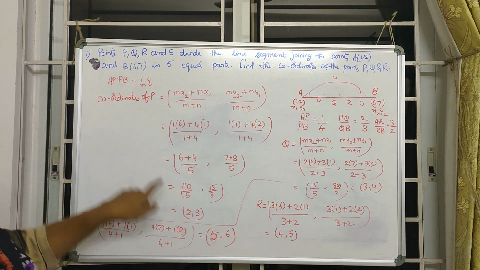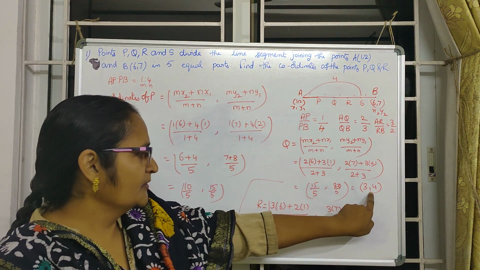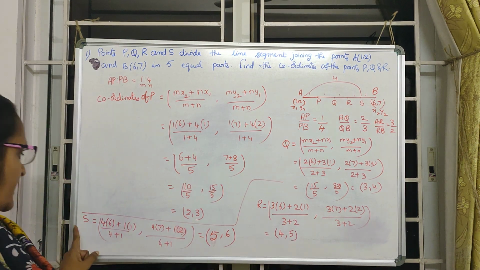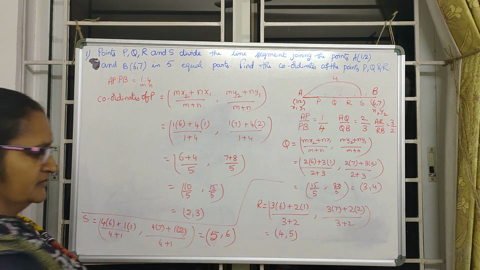Therefore the coordinates of P are (2, 3), Q is (3, 4), R is (4, 5) and S is (5, 6). Thank you.